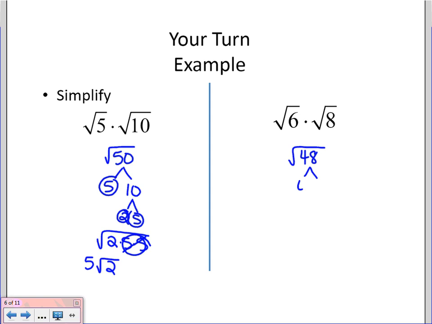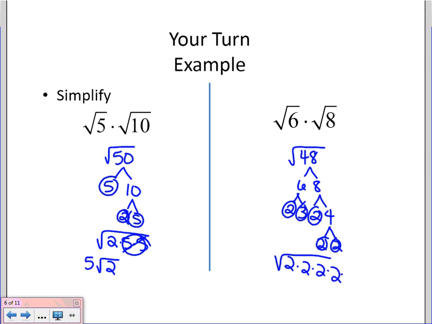Square root of 48, we've got 6 and 8, and we got 2 and 3. 8 is 2 and 4. 4 is 2 and 2. And when we list those out, we've got 2 times 2 times 2 times 2 times 3. We got 2 pairs. Okay, now when we bring them out, we cross it out, bring one out, cross it out, bring one out. And we're only left with 3 on the inside.